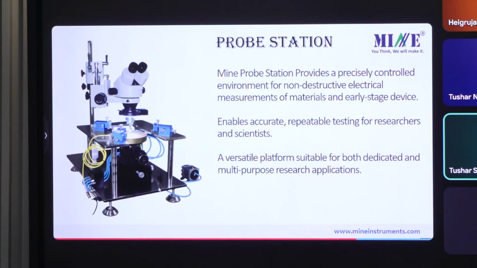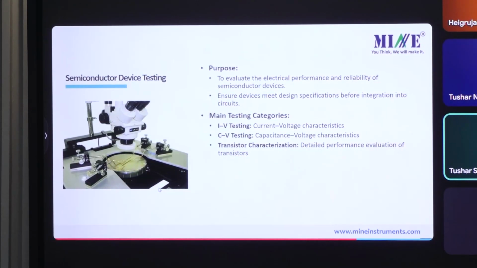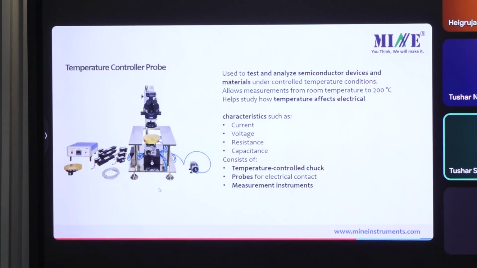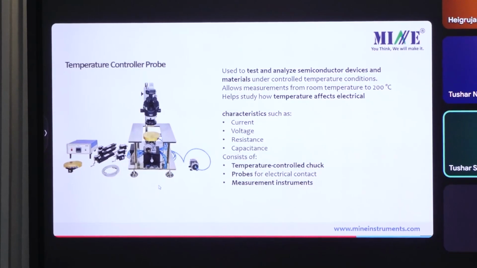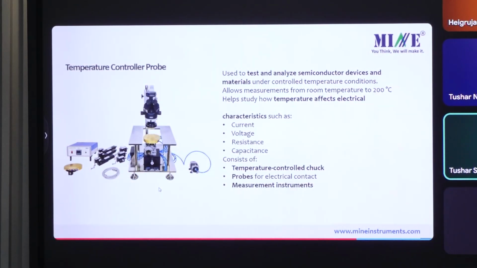Also, as Mr. Tushar has told you about some kinds of probe stations, we have already made different types of probe stations. Here you can see our temperature controlled probe station, where we can change the temperature of the chuck. Right now it is up to 200 degrees Celsius, but we are able to work with around 400 degrees Celsius, from room temperature up to 400. In the slide you can see 200, but we can go up to 400 degrees Celsius with the chuck.